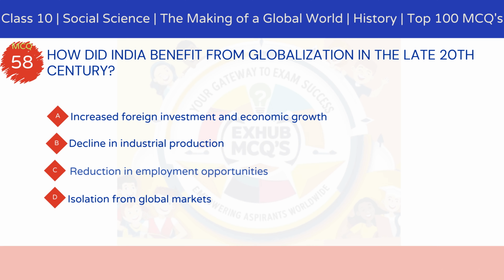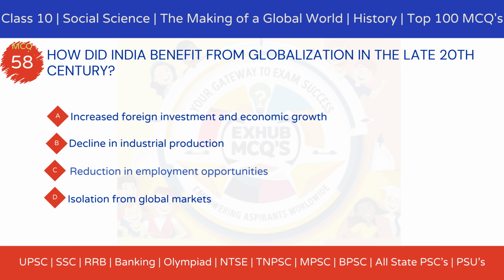MCQ 58. How did India benefit from globalization in the late 20th century? Option A, increased foreign investment and economic growth. Option B, decline in industrial production. Option C, reduction in employment opportunities. Option D, isolation from global markets.